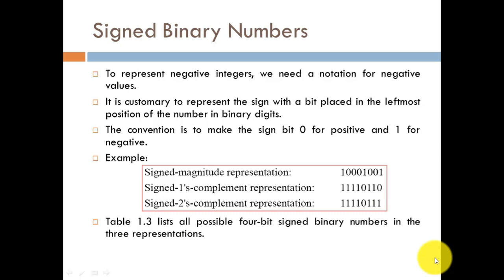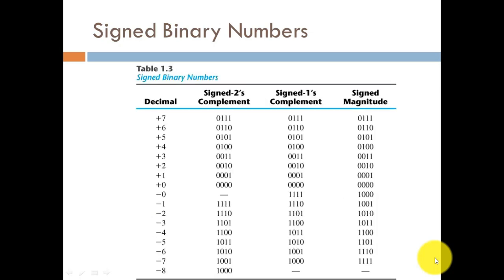Table 1.3 lists all possible 4-digit signed binary numbers in the 3 representations. This is the table which represents the signed binary numbers. It shows values from +7 to -8. This column represents signed 2's complement, this one represents signed 1's complement, and this one represents signed magnitude.